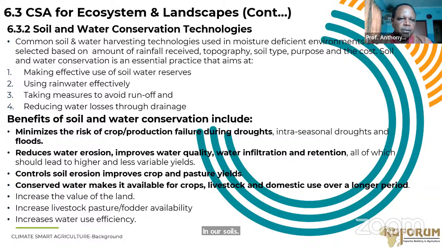So we have those kinds of interventions that help to increase productivity, help in increasing resilience, that means fighting against droughts. And of course, with increased biomass production, we sequester greenhouse gases.